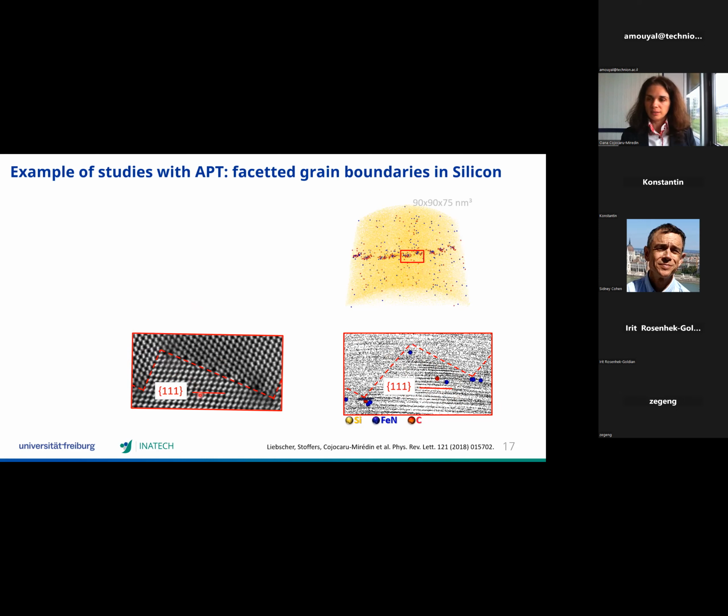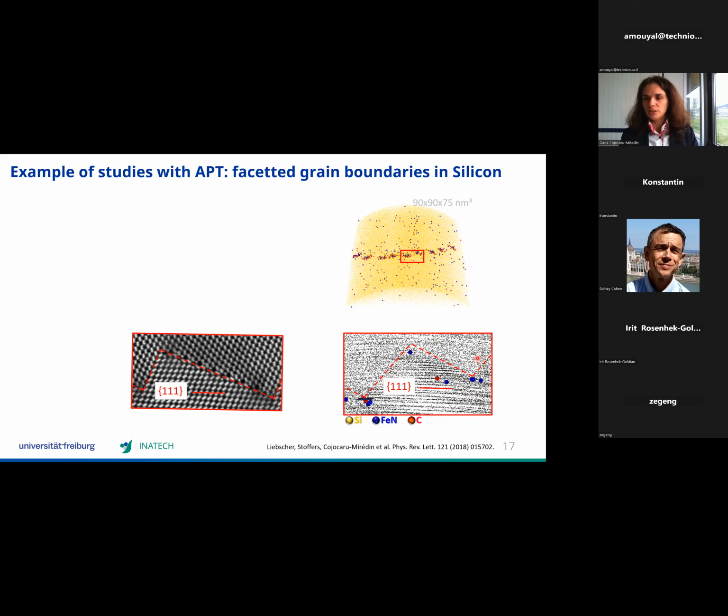How do these facets look? The 1-1-1 plane corresponds exactly to the 1-1-1 planes that are mapped also in the atom probe. And what was new and had never been presented before is that the segregation of iron and carbon at the facets takes place at the lower kink and not necessarily at the upper kink.